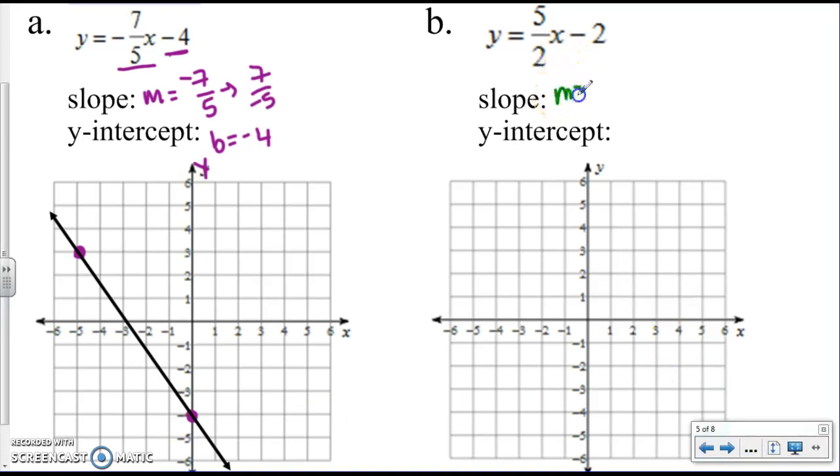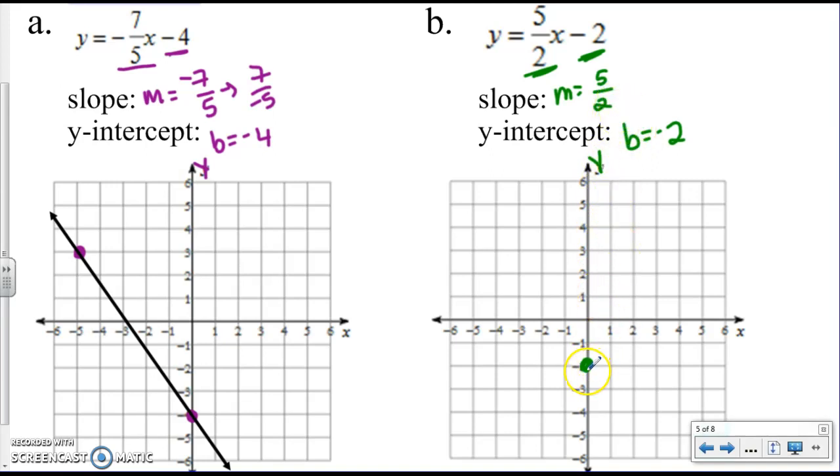Okay, so my slope is 5/2. So up 5, right 2. My y-intercept is -2. So remember, my slope is always in front of my x. My y-intercept, or my b, is always added or subtracted. So y-axis is b, stands for begin. So I'm going to go to -2.